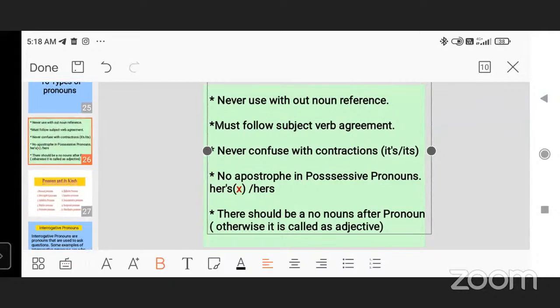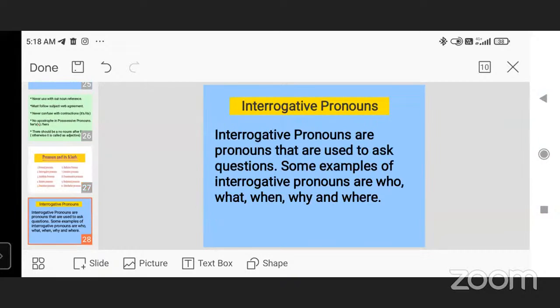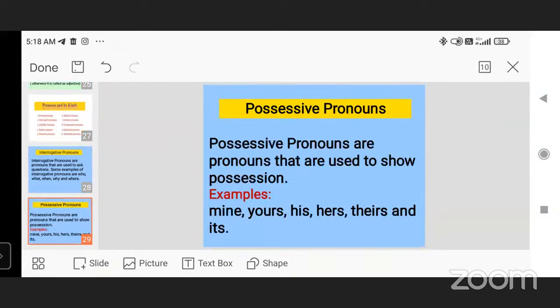We'll move to the next thing. So the green chart is of the rules. Next we are going to see the types of pronouns, pronoun and its kinds. Personal pronoun, interrogative pronoun, indefinite pronoun, relative pronoun, possessive pronoun, reflexive pronouns, intensive pronouns, demonstrative pronouns, reciprocal pronoun, distributive pronoun. I think I have covered some of the pronouns. Interrogative pronoun, I've covered. Yes, thank you. Possessive pronoun.